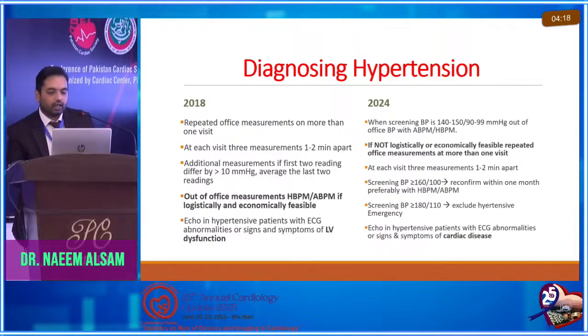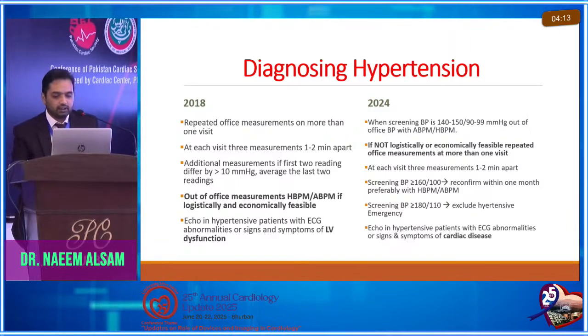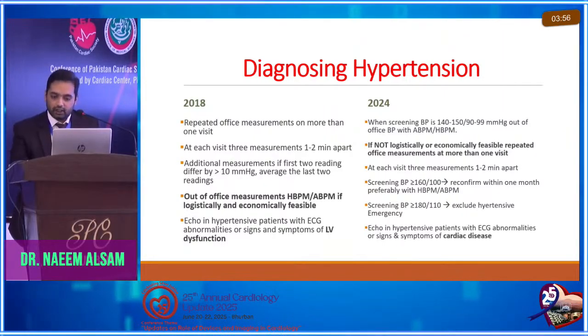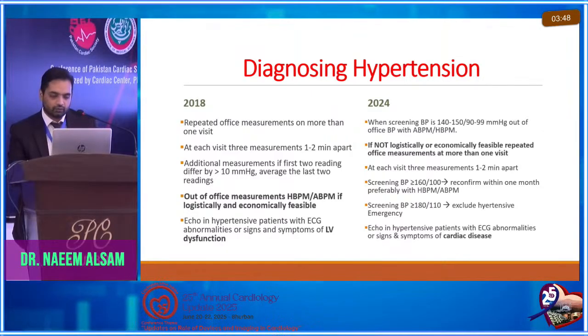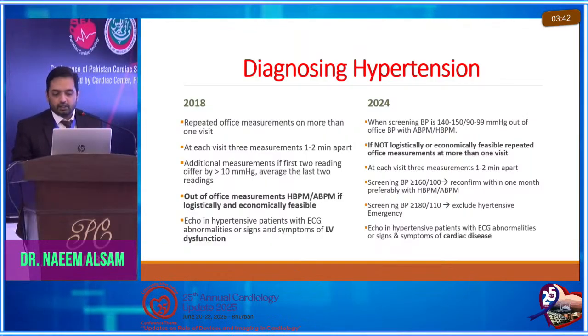As I have already said, my talk will be more focused on what has changed. In 2018, out-of-office BP measurement, if logistically and economically feasible, was a third point, and now they have given more emphasis: if not logistically and economically feasible, repeated office measurements should be taken. Otherwise, the gold standard for diagnosis of hypertension is out-of-office BP measurement. Another thing that has changed in diagnosing hypertension is echo.